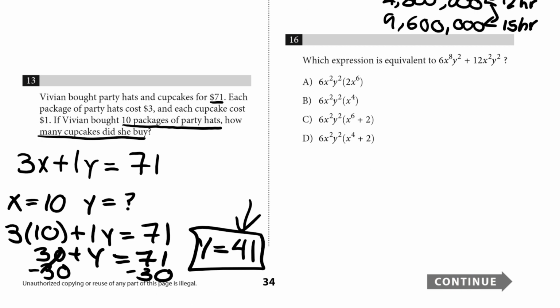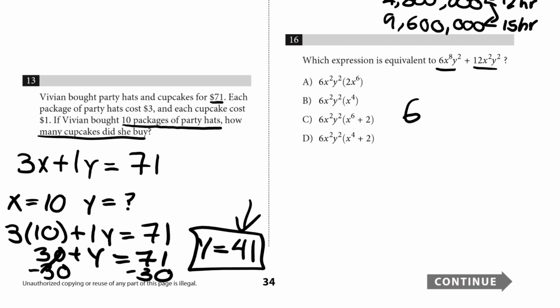Which expression is equivalent to 6 times x to the power of 8 times y to the power of 2 plus 12 times x to the power of 2 times y to the power of 2? If we look at our answer choices, it looks like we have to factor out the like terms between these two terms. They both have a 6 in common. And whenever both terms have the same variable, you want to factor out the variable with the smaller exponent.